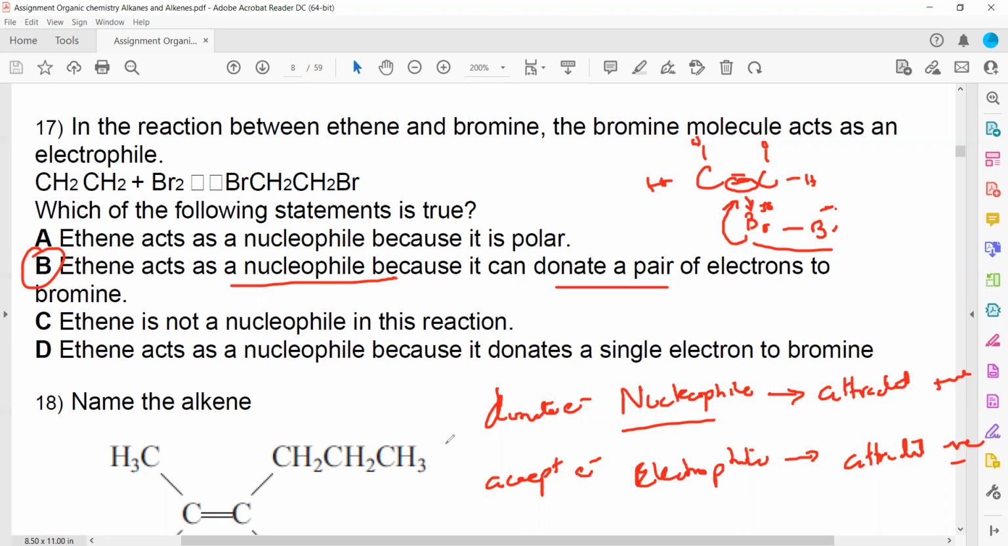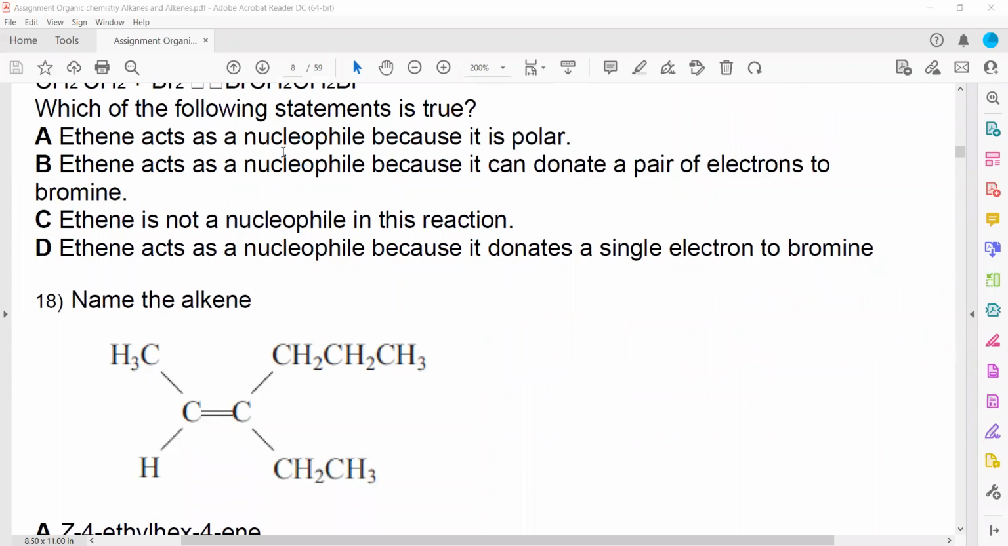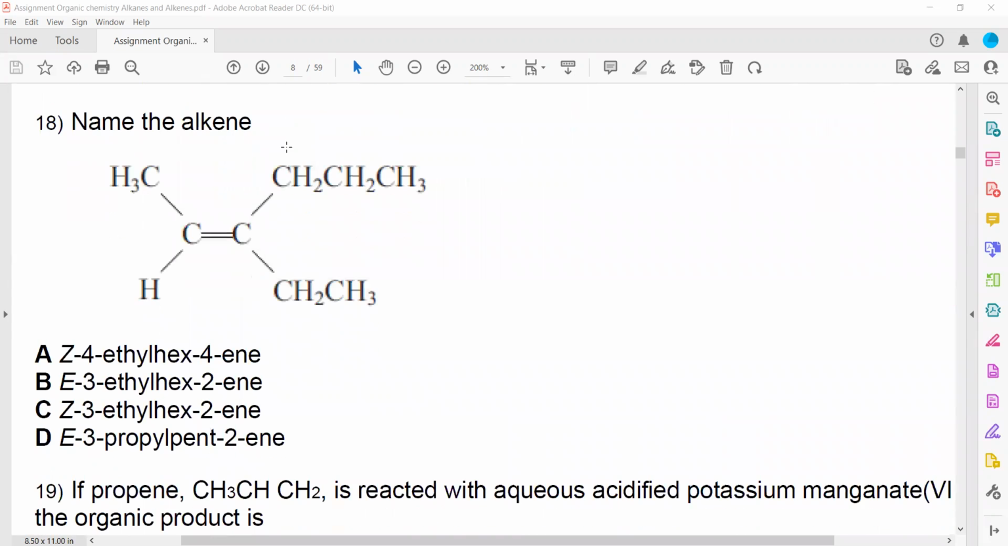Question 17. So remember, electrophiles are attracted towards the negative part, or they tend to accept electrons, and nucleophiles are attracted towards the positive center, or they tend to donate electrons. Name these. Name the alkene.